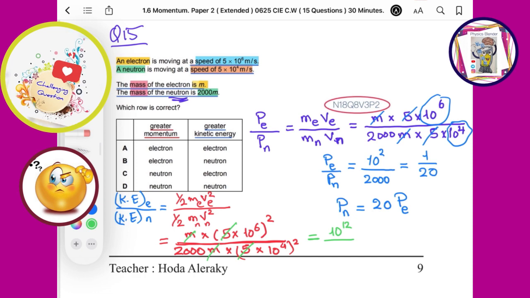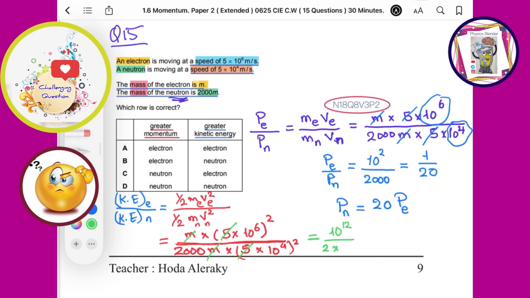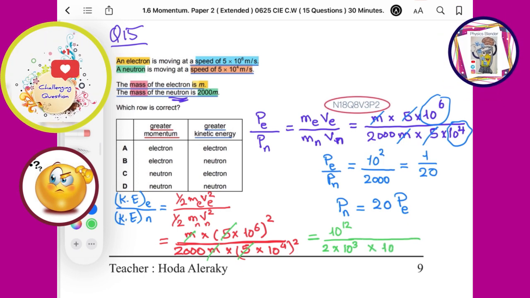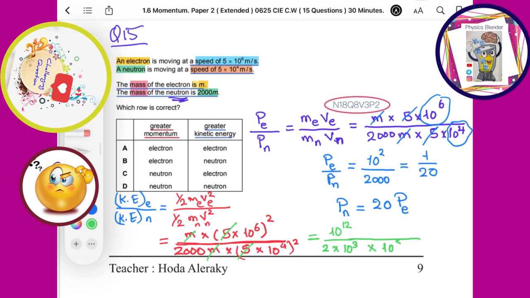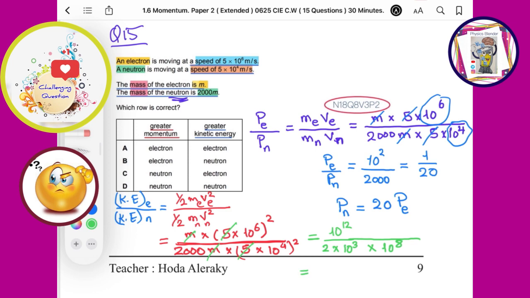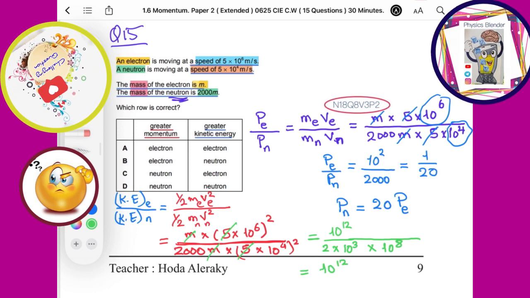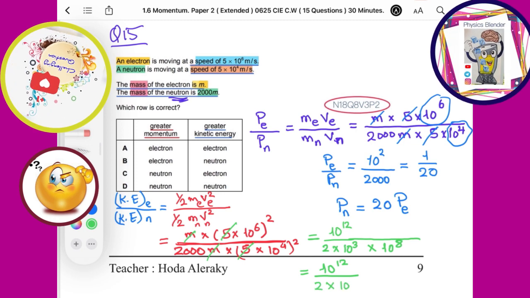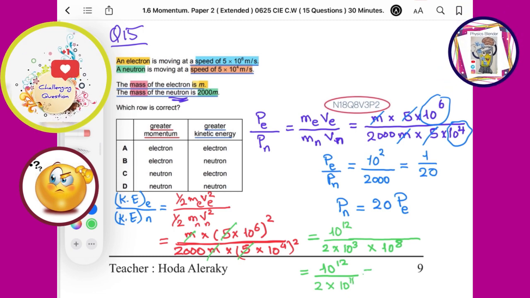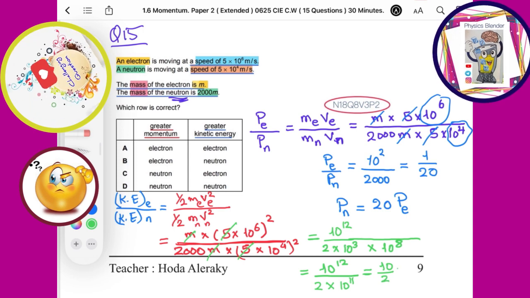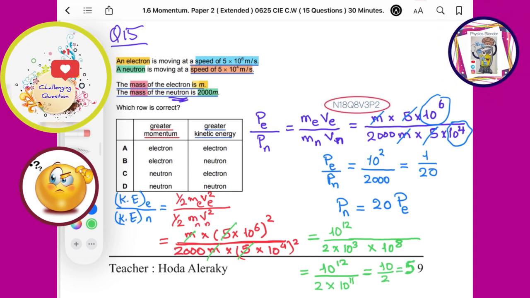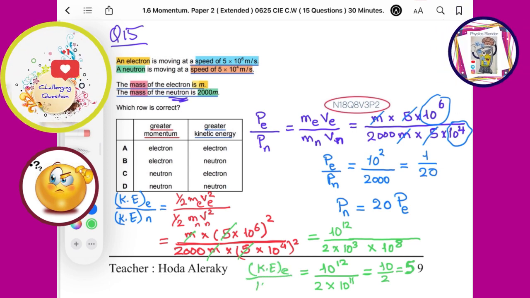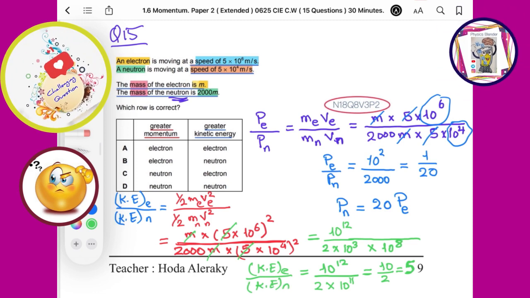divided by 2 times 10 to the power of 3, which is 2000, times 10 to the power of 4 all squared, which is 8. Simplify, so you have 10 to the power of 12 divided by 2 times 10 to the power of 11. Your answer is 10 divided by 2, which is 5. So the ratio between the kinetic energy of electron to the kinetic energy of neutron is 5.